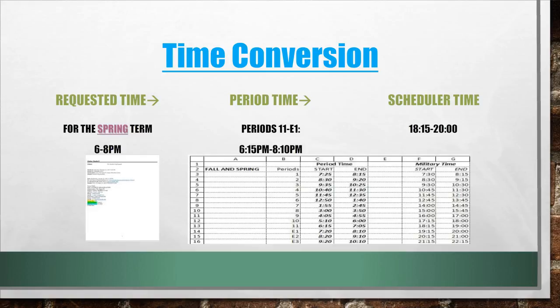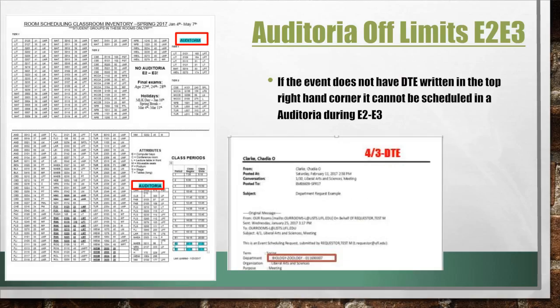Once you have completed the time conversion process, you are ready to notate the 3 reservation criteria on the physical request. There is one exception to scheduling rooms. During term exams, or DTEs, can only be scheduled during periods E2 to E3. If you receive an event request where the time conversion corresponds to E2 to E3 and the department is requesting an auditorium, but the physical request does not have the letters D, T, E notated on the top right-hand corner, this request must be set aside for a full-time room scheduling staff member.